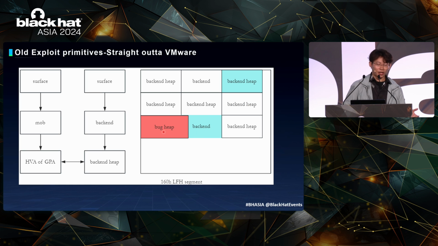If we let the bug heap and the backend structure into the same LFH segment, and the bug heap can overflow, if we are lucky, we can overflow the backend structure and change the pointer of the backend heap. Through SVGA commands, it's possible to copy data between two surfaces. So we have the ability to read and write the arbitrary VMX process heap. If we want to use this component, we just need to find a bug that can construct an out-of-bounds write.